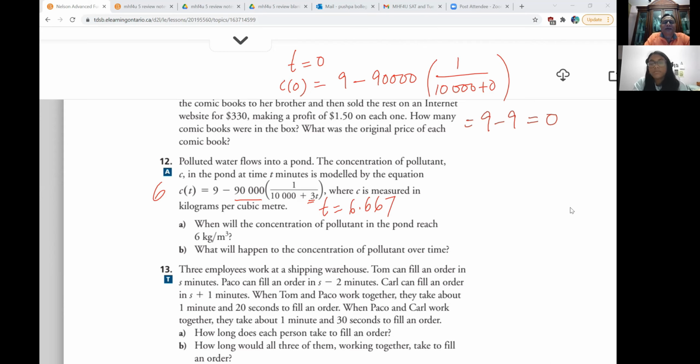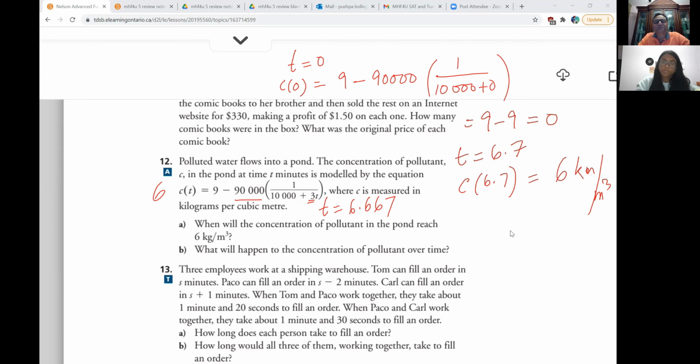You saw that when T was equal to, let us say 6.7, the pollution level C became 6 kg per meter cube. Is it okay? So with time, pollution is increasing, correct? Right. Now, what happens when t approaches infinitely large values? Let me put this: t is approaching an infinitely large value, right? In that case, C will approach what?